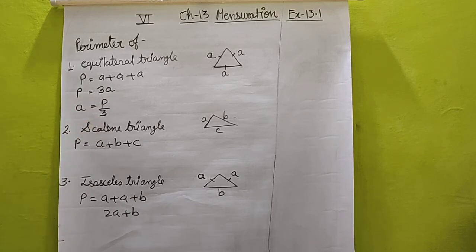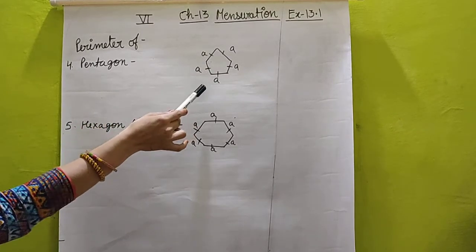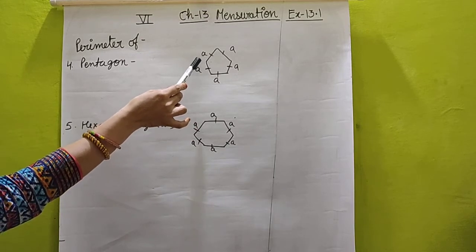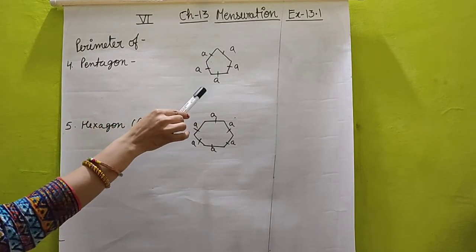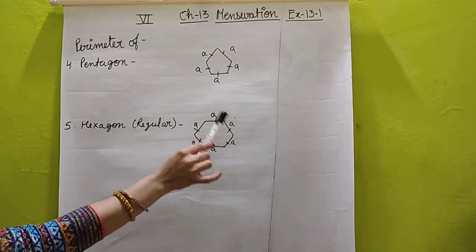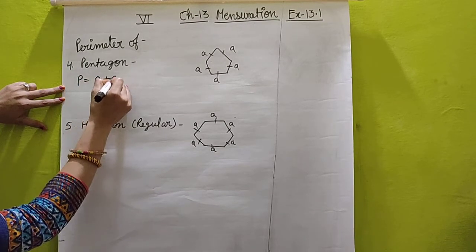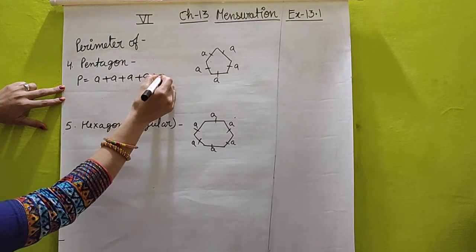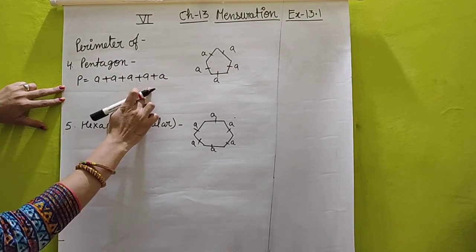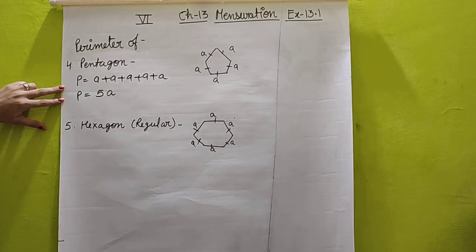Okay students, now the perimeter of a pentagon and a regular hexagon. For the pentagon, you can see here 5 sides are given and every side has the measurement A. It means all sides are equal and the length of the side is represented by A. In a regular hexagon also 6 sides are given and all sides are equal. So here the perimeter will be the sum of all sides. I will add all the sides. So I can write P is equal to 5 multiplied by A, or 5A.